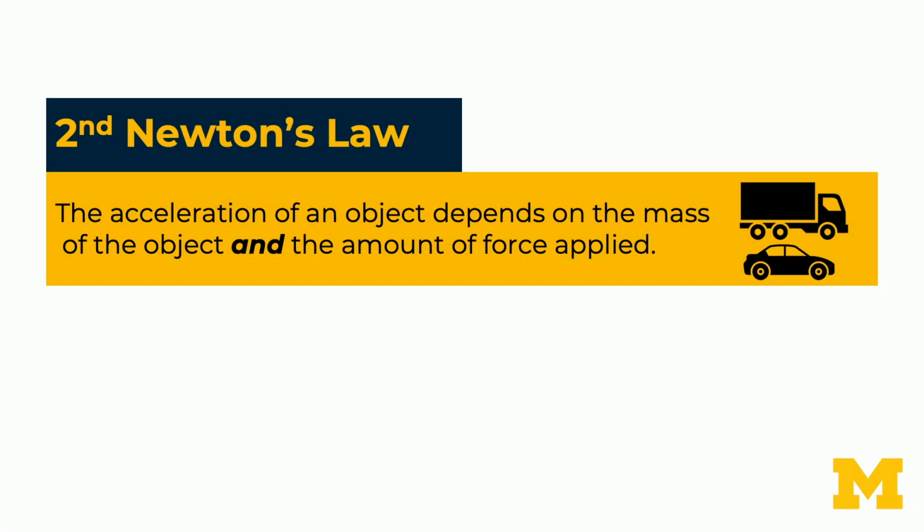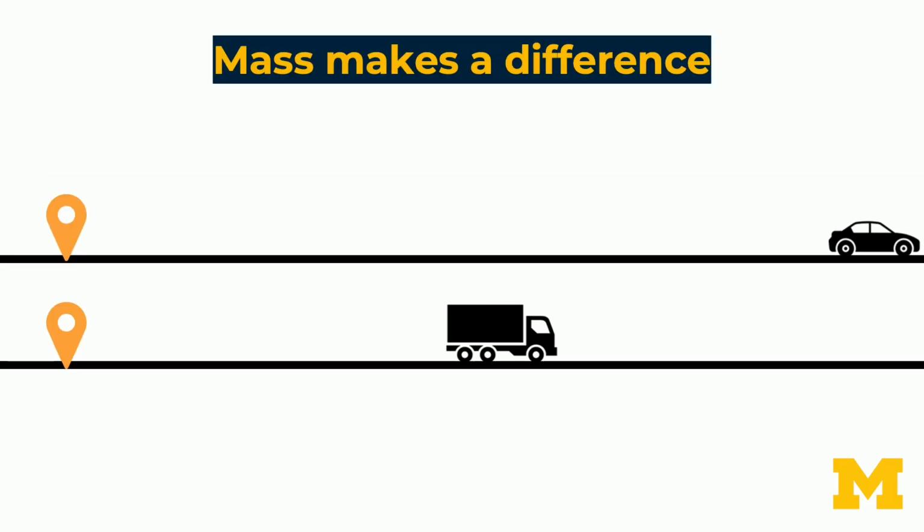All right, let's talk about Newton's second law. The second law talks about acceleration and mass. And it says the acceleration of an object depends on the mass of the object and the amount of force applied. Okay, so what does that mean in a practical sense?